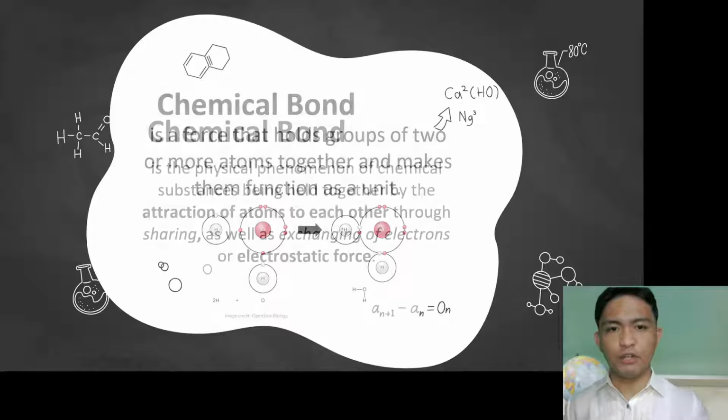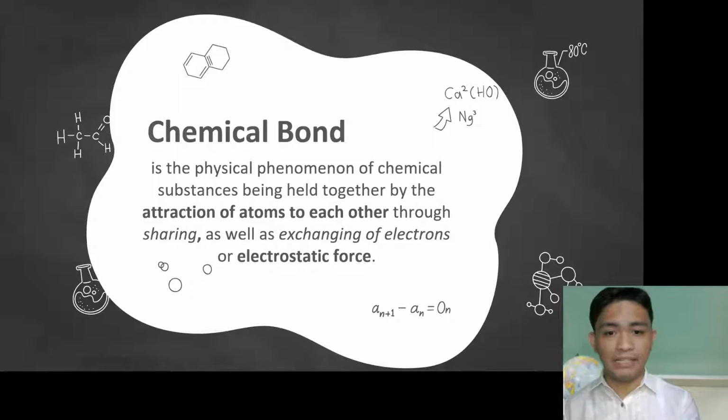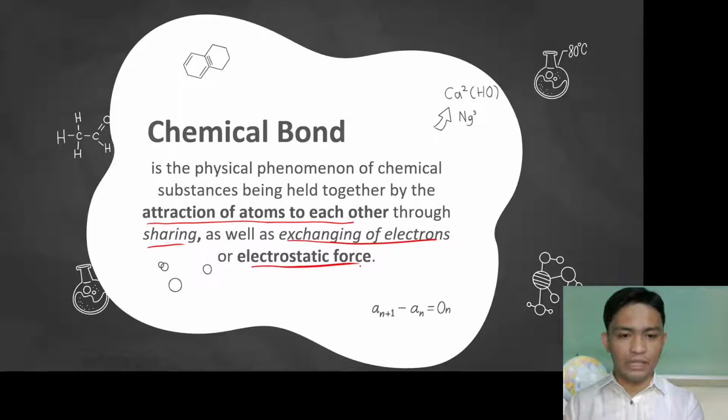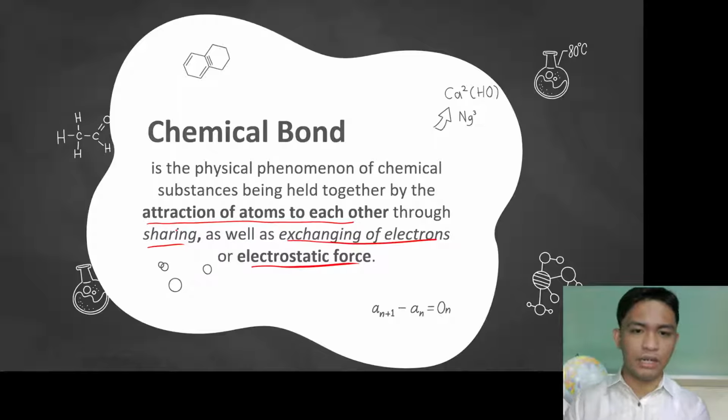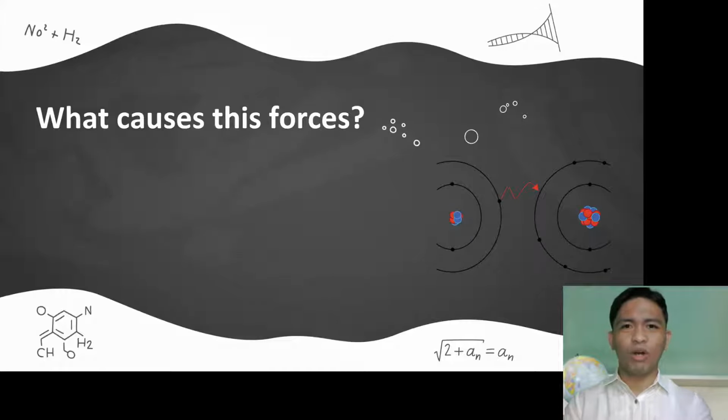Okay? Another definition for chemical bond would be the physical phenomena of chemical substances being held together by the attraction of atoms to each other through either sharing or exchanging of electrons or electrostatic force. So later, as we go along the discussion, we'll be able to find out further ano bang ibig sabihin itong sharing or exchanging of electrons. So we were able to define already what a chemical bond is. But that leads us to another question. What causes this force or this bond?